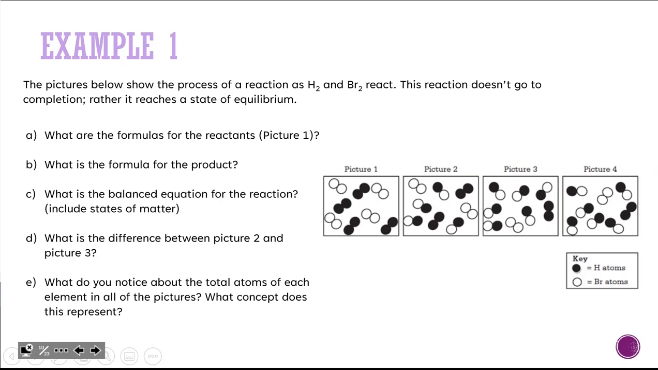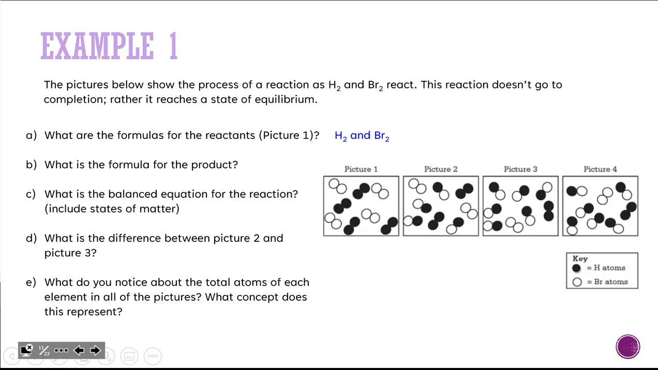Looking up here, what are the formulas for the reactants? They gave you the key over here. We have the darker ones H, the light ones are Br. So if you see here, they are written together, bonded together, so these ones are going to be diatomic. So you should have seen H2 and Br2 are your reactants there, just based off of the context clues from the key. Now, the only thing also shown here that could possibly be the product is where they're showing you that one of the dark is bonded to one of the white, and therefore that means it has to be HBr.